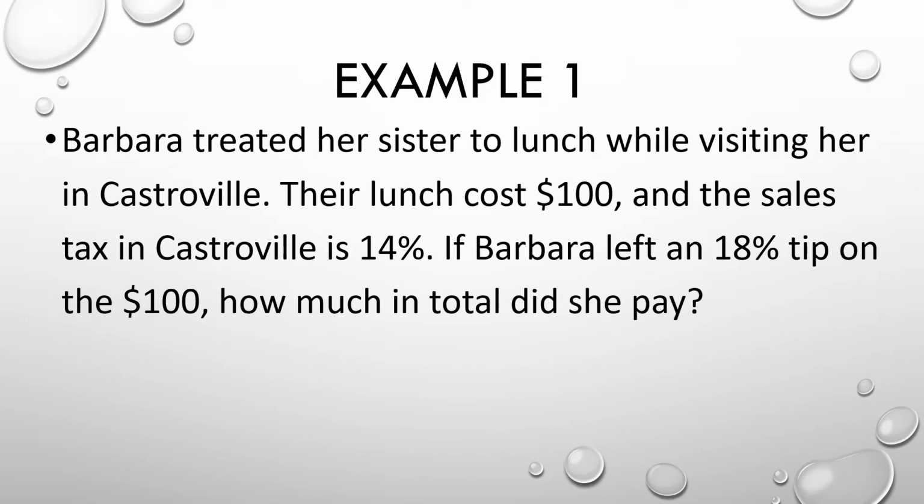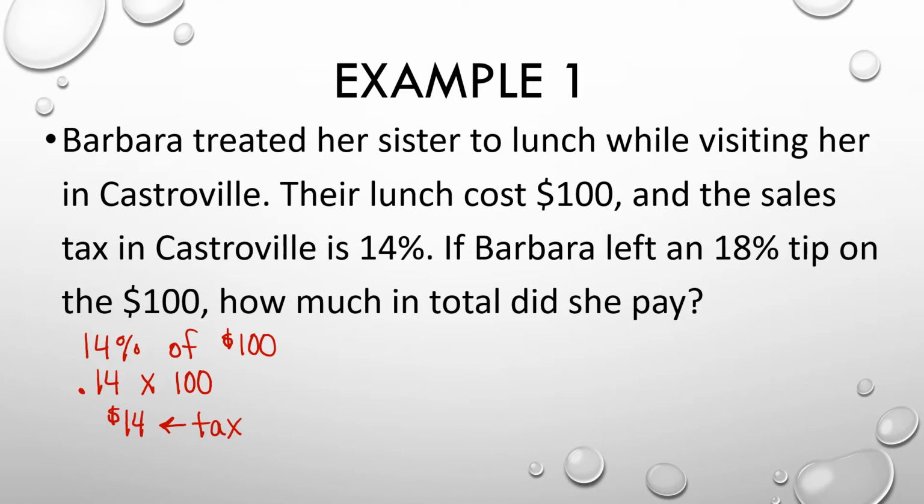So example 1, it says Barbara treated her sister to lunch while visiting her in Castroville. Their lunch cost $100 and the sales tax is 14%. If Barbara left an 18% tip on the $100, how much in total did she pay? So we're going to do 14% of 100. Okay, so this 14% is going to be our tax, so 0.14 multiplied by 100 gives us $14. So again, that is our tax.